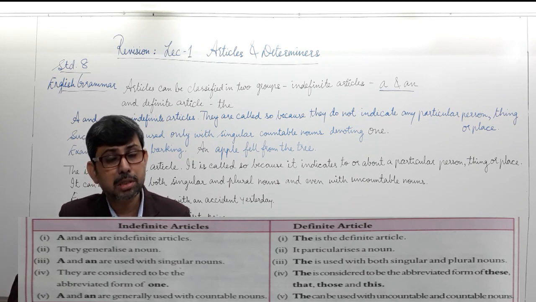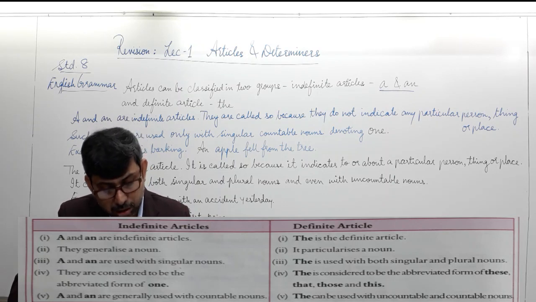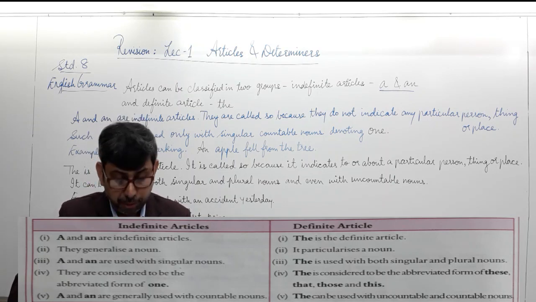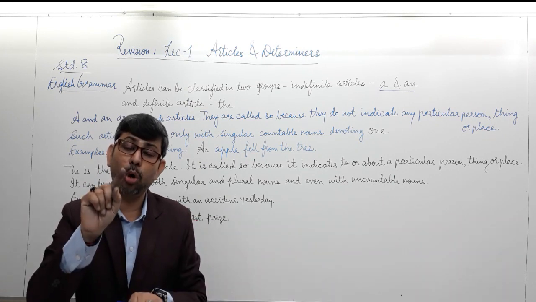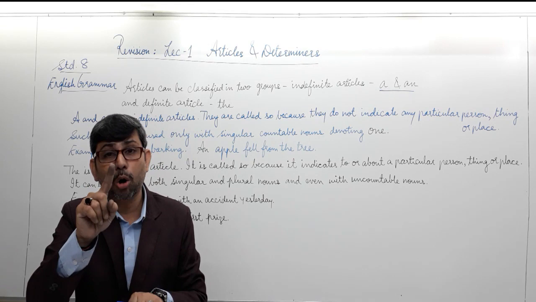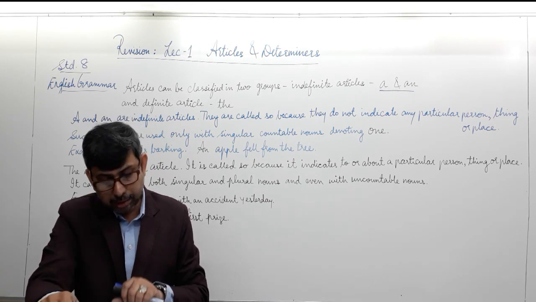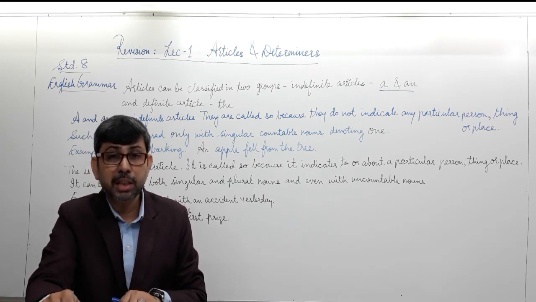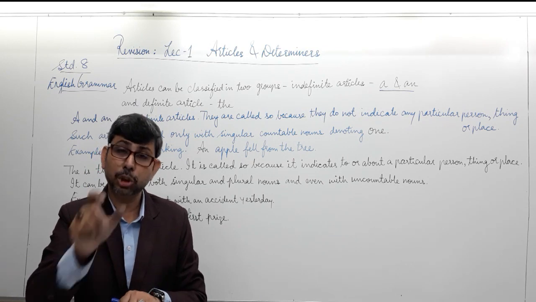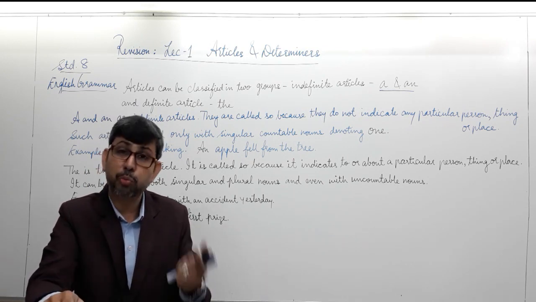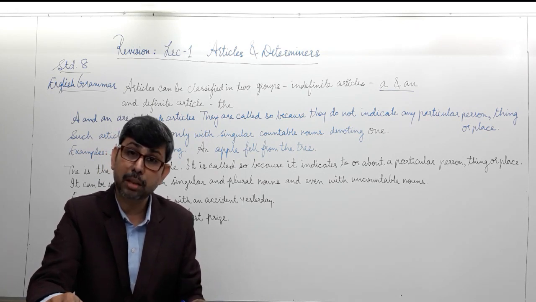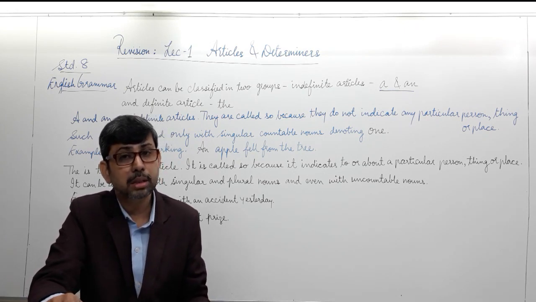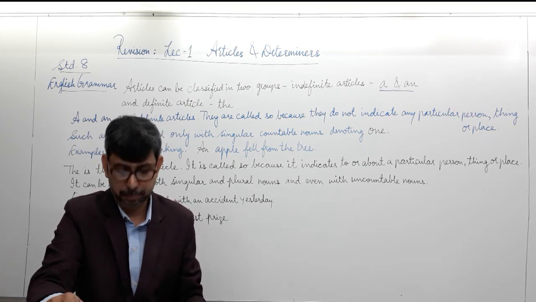The third point of difference: the indefinite articles are considered to be the abbreviated form of one. That is, something to show the singular entity or to express the idea of oneness. They are the short form of one. Instead of one, we can use the article a also. I have one brother, I have a brother. So instead of one, we can say a brother.